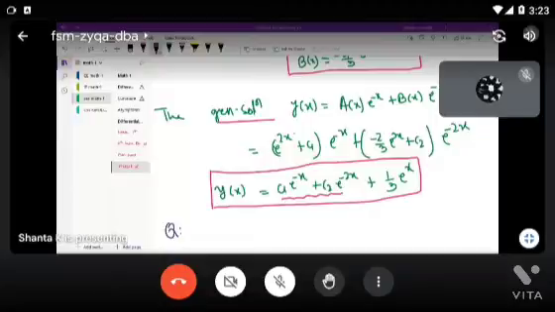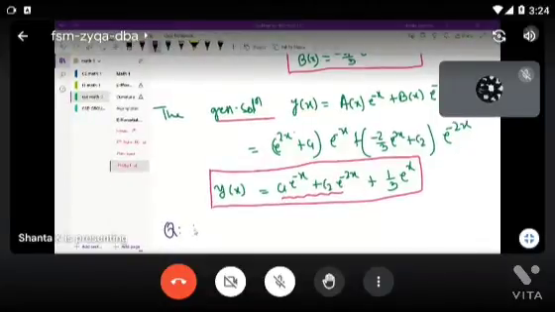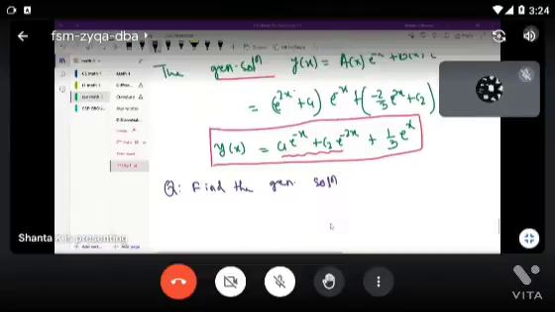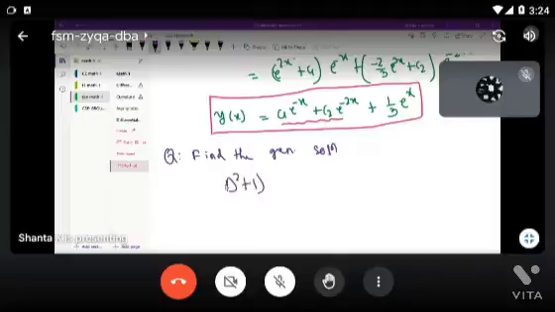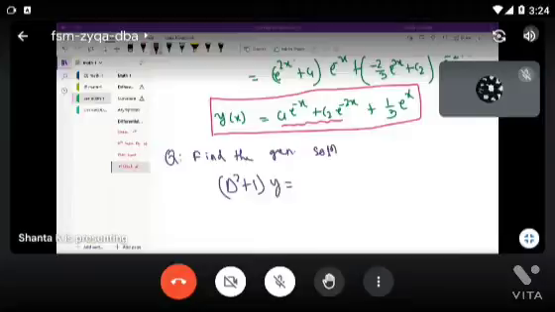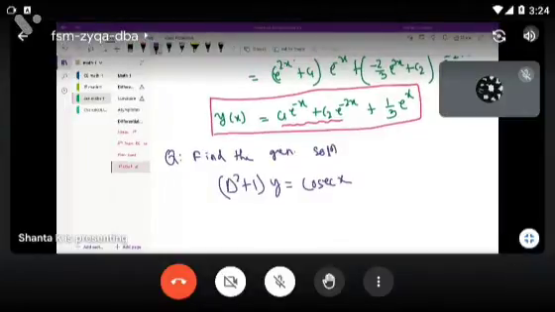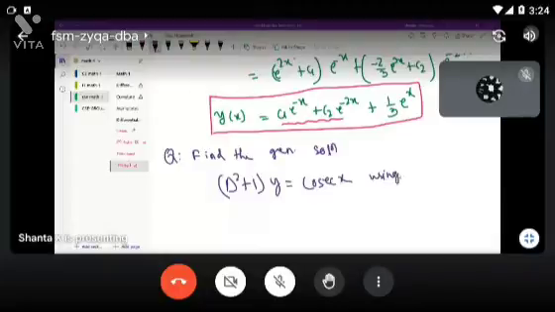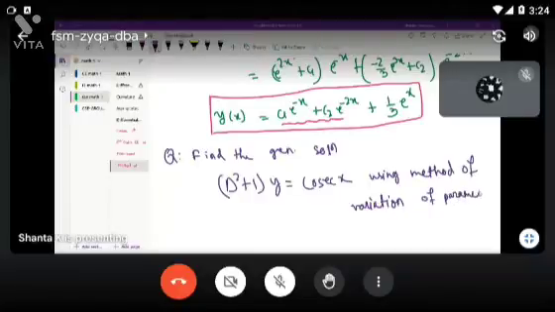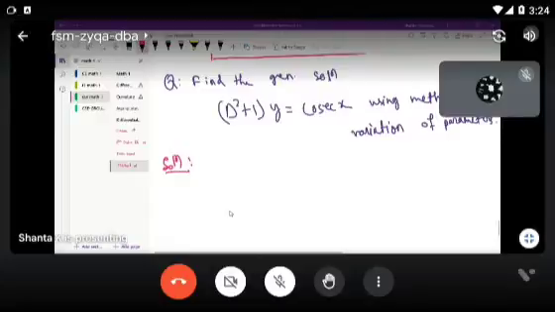So we find the general solution. Okay, do it by using this variation of parameters. Okay, find out.